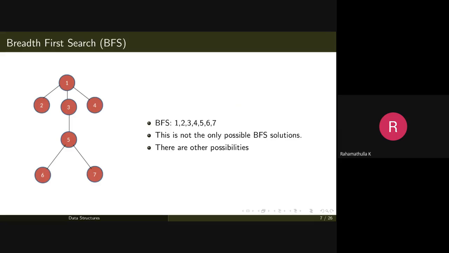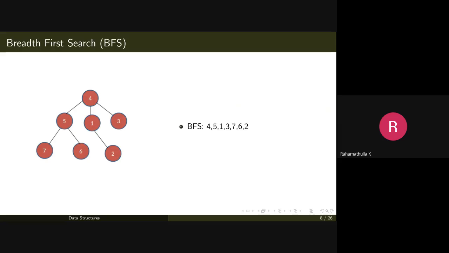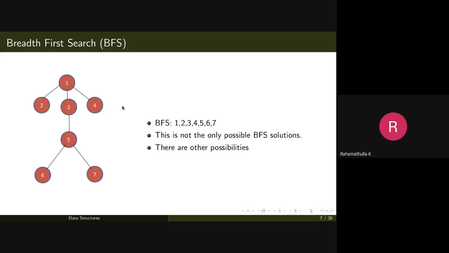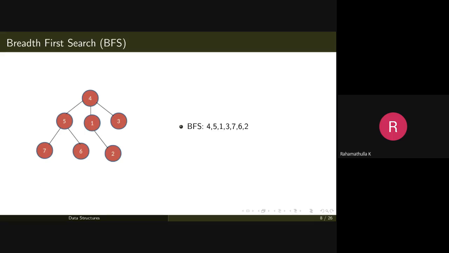This is how we do the breadth first search, which is very similar to level order traversal. You can see that this is not the only possible BFS solution. There are other possibilities. For example, instead of starting from vertex 1, you can start from another vertex, like vertex 4. There is no restriction that you need to start from vertex 1 only. If you start with vertex 4, you may get a tree like this.